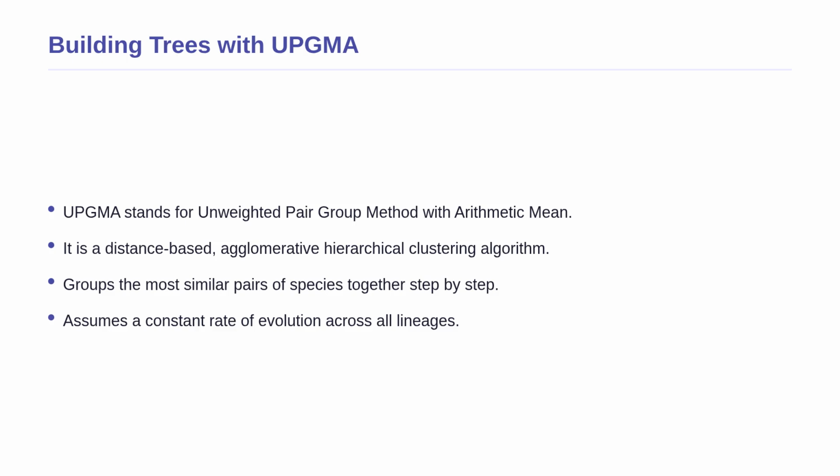Having seen what a phylogenetic tree looks like, we must now ask, how do we actually draw it from our distance calculations? This is where UPGMA comes in. UPGMA stands for Unweighted Pair Group Method with Arithmetic Mean. It is a straightforward, distance-based, agglomerative hierarchical clustering algorithm.